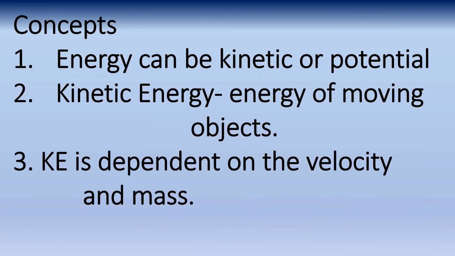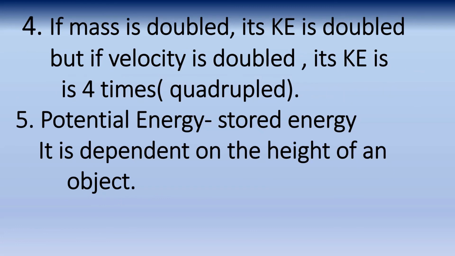Okay, to summarize everything, we have to remember these concepts. Energy can be kinetic or potential. Kinetic energy is the energy of moving. Kinetic energy is dependent on the velocity and the mass. So if the mass is doubled, its kinetic energy is doubled. But if the velocity is doubled, its kinetic energy is 4 times, or quadruple. And potential energy is stored energy. It is dependent on the height of an object.